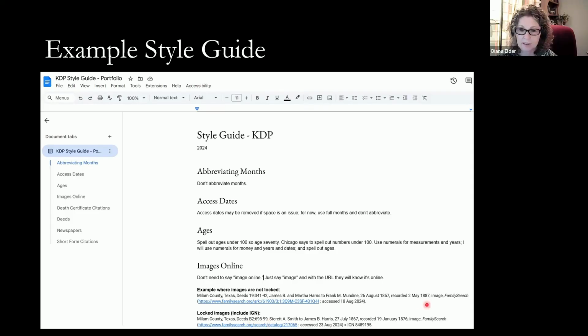Would you also put the image number in that citation? I could have if I would have kept track of that, but I didn't. So when I went to the Family History Center and I went through all those locked images, all I did was keep track of the deed volume and page number. So that would have been a good idea. Well, chalk it up to experience for next time.